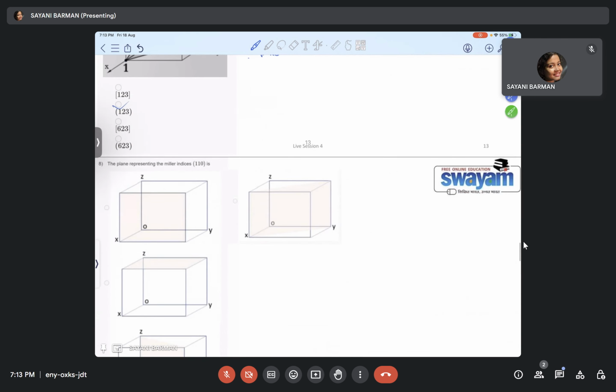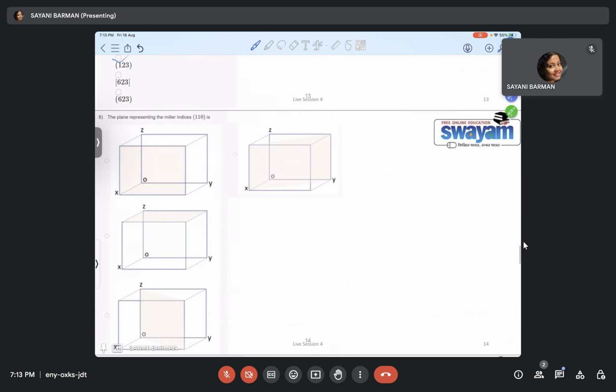Next one is the plane representing the Miller indices 1, 1, 0. We have already seen 110, but still I'll do it. For the first one, this plane is parallel to the y-axis and z-axis. In 110, if we invert the Miller index, the intercepts come out so that the plane is parallel to the z-axis. This plane is also parallel to the z-axis, but also parallel to the y-axis, so this will not be the option.